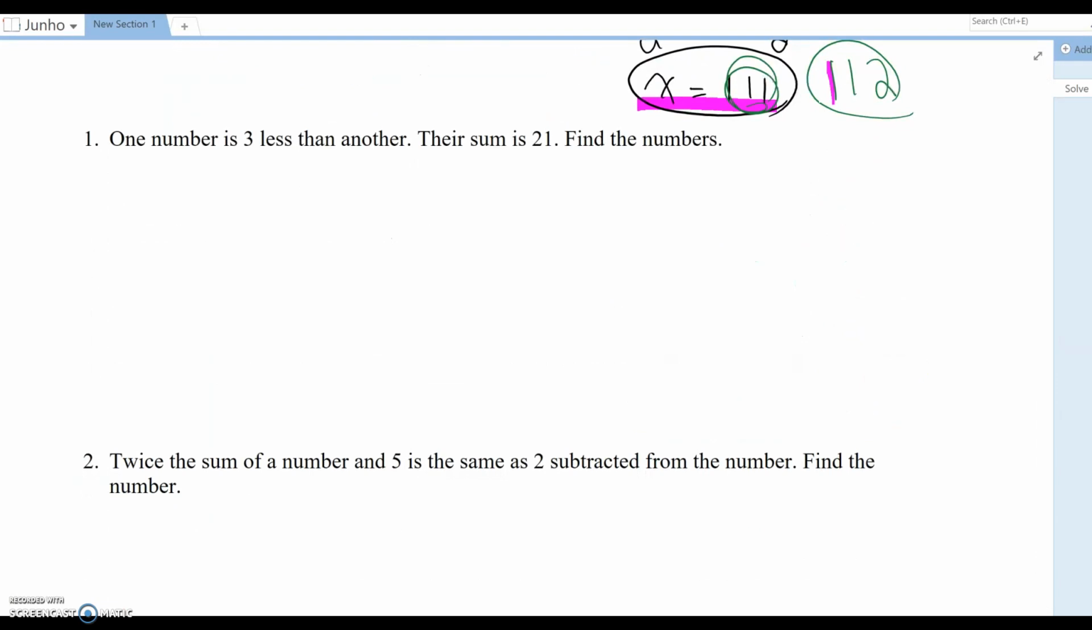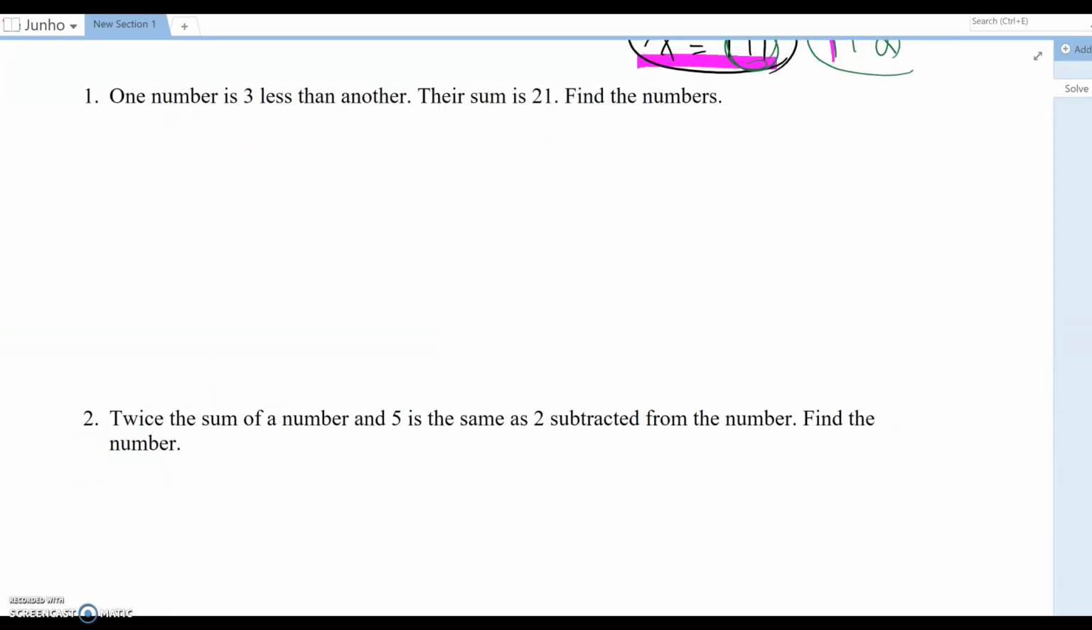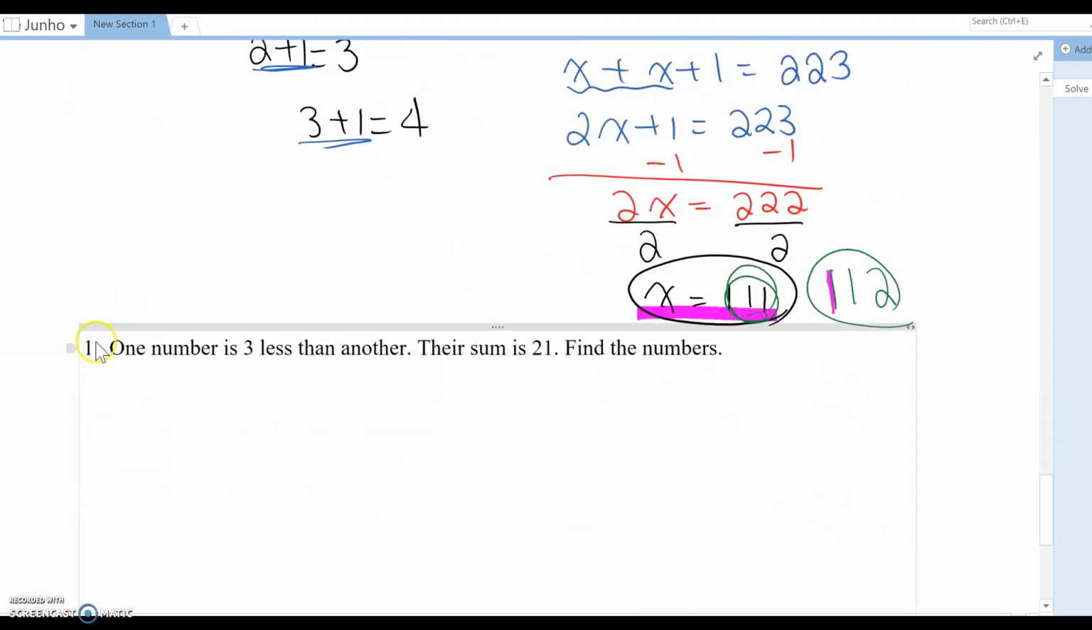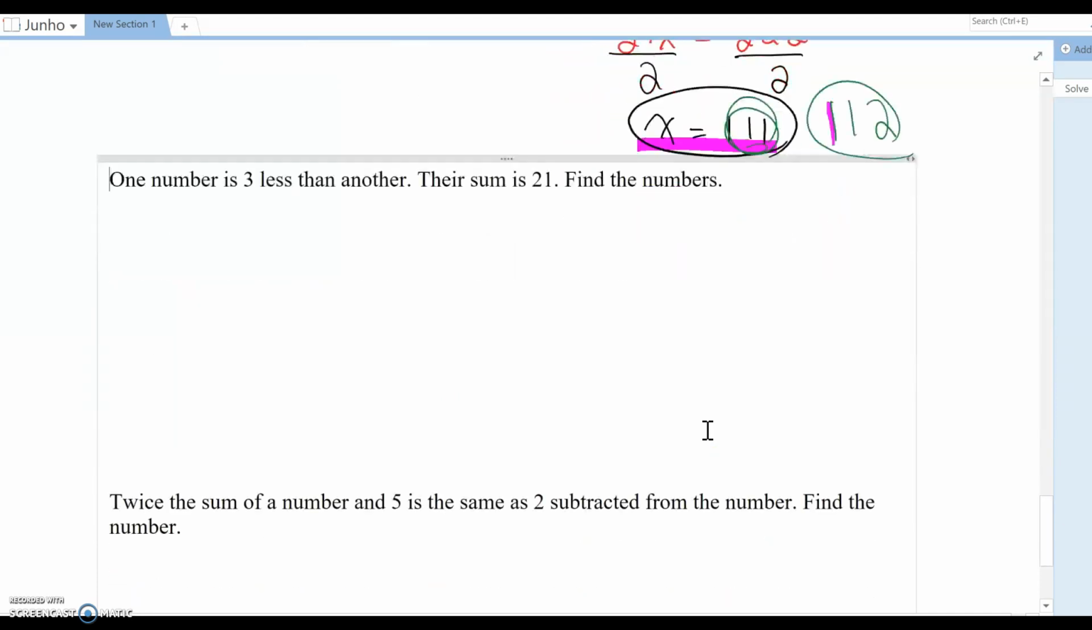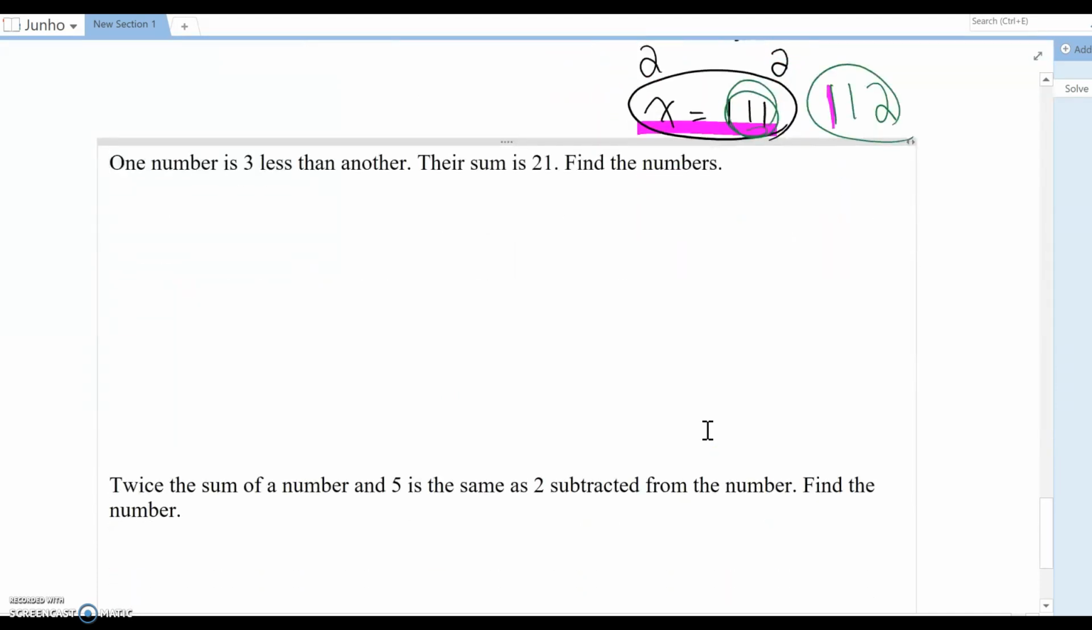So second question here. Somehow it was incorrectly marked here, so I'm going to fix it. One number is 3 less than another. Their sum is 21. Find the numbers. Okay.